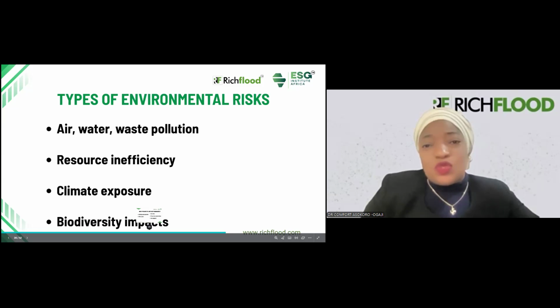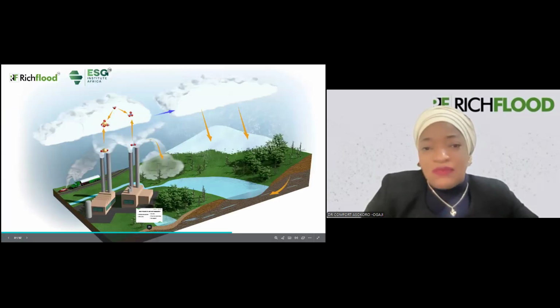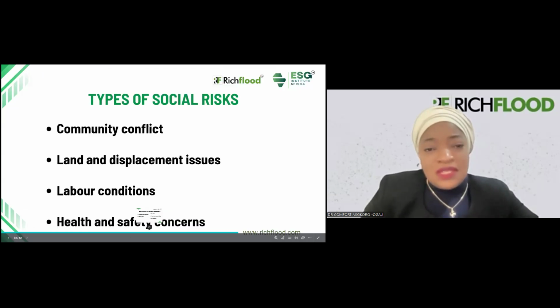Next is types of social risks. Remember, we are dealing with both environmental and social risks, and they relate to people. As I said earlier, to communities, the host communities, the surrounding. They include conflicts. It could be land disputes.